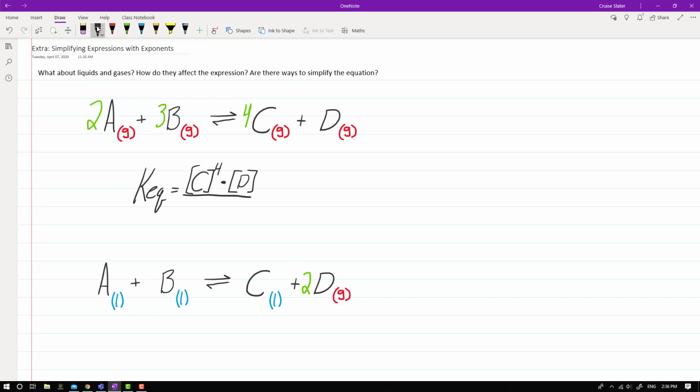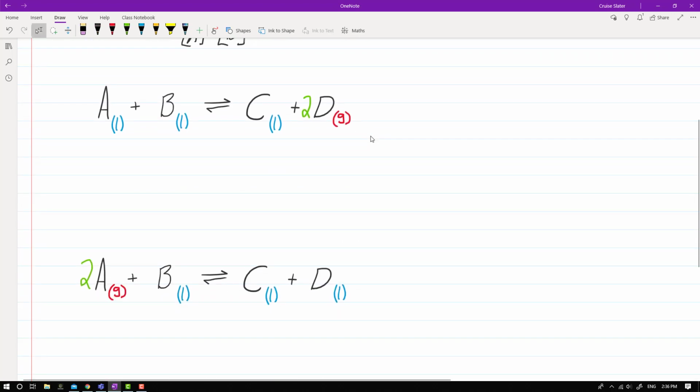Okay, KEQ is always a ratio, so it's going to be divided by the concentration of A raised to the power of 2 multiplied by the concentration of B raised to the power of 3. Okay, so that's our standard KEQ expression based on this sort of fictitious equation, A, B, C, and D. So what happens if we don't have gases? So let's scroll down here and look at our first example.